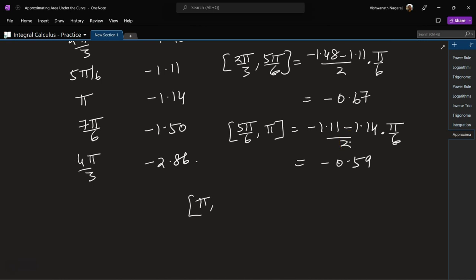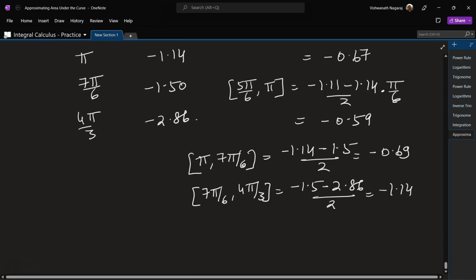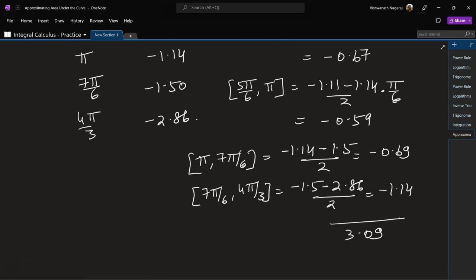In the interval pi to 7 pi by 6, this would be (minus 1.14 minus 1.5) divided by 2 times pi by 6. This would give us minus 0.69, and from 7 pi by 6 to 4 pi by 3 would be (minus 1.5 minus 2.86) by 2 times pi by 6, which gives us minus 1.1. All are negative, so we can just directly add them up. If we add them up, we get minus 3.09.